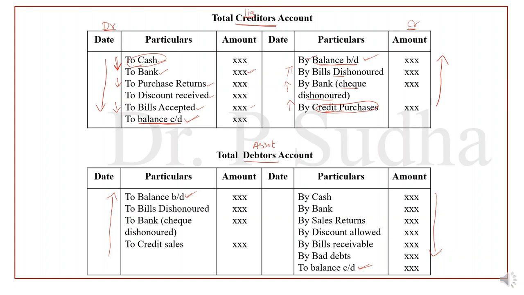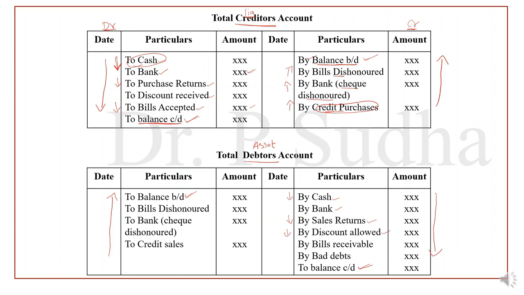See, when the debtors pay cash, we receive cash from the debtors, it will decrease the asset. And if the debtors give a check to us, it will decrease the asset. If they return the goods, we have sold some 1 lakh worth of goods. The customers have returned 5,000 worth of goods. What happens? The asset decreases to 95,000. We have sold 1 lakh, they returned 5,000. So now it is 95,000. So it decreases the value of the asset. If we allow discount to the customers, it will decrease the value of the asset.